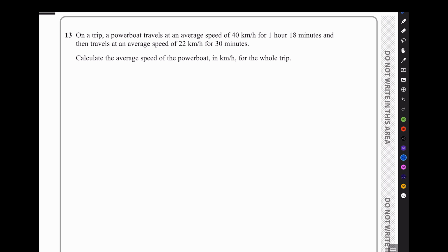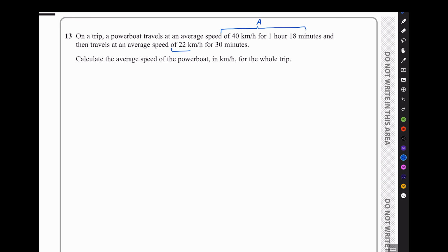Moving on. A trip: a powerboat travels at an average speed of 40 kilometers per hour for 1 hour 18 minutes and then travels. Okay, so the entire journey is split up into two parts. Let me just label this part as part A and this part as part B. We need to find the average speed of the whole trip.